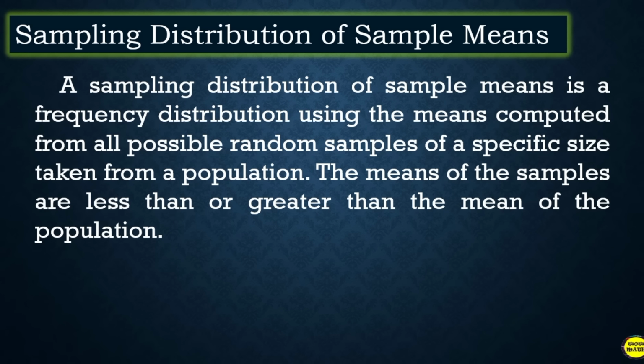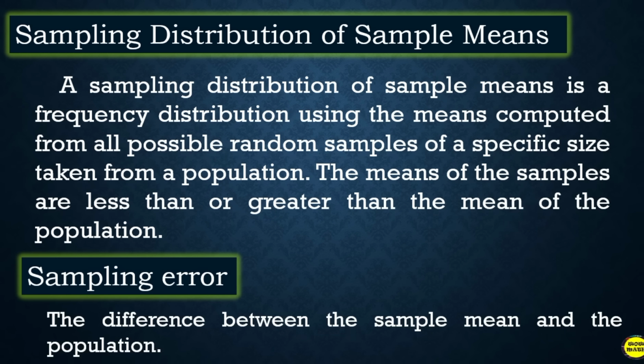So in the previous video lesson, we discussed how to compute the parameter and statistic to compute the population mean, sample mean, the population variance and the sample variance. So this is the continuation of the previous video lesson. Sampling error is the difference between the sample mean and the population mean.